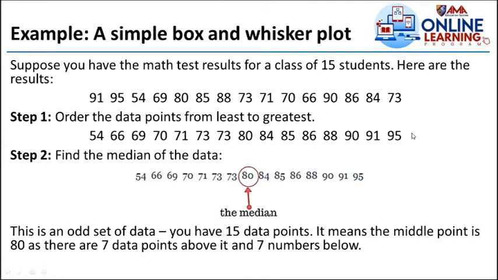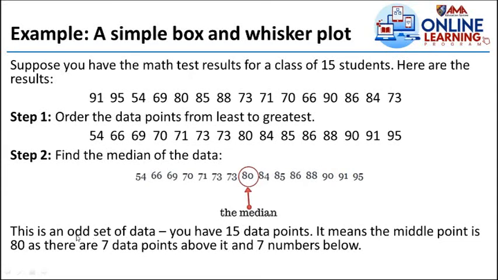So, the first thing we're going to do is compute for the median. And if we look at that, there are 15 students. Para makuha po natin yung median natin, 15 plus 1 is 16 divided by 2, which means our median will be the 8th element. 1, 2, 3, 4, 5, 6, 7, 8. So this will be our median.